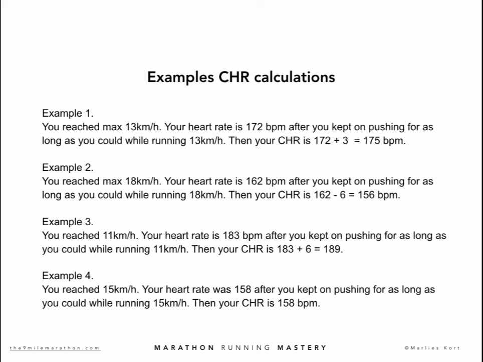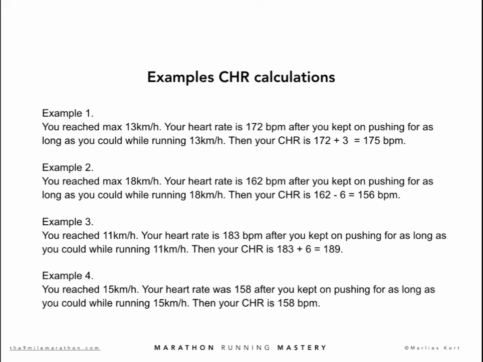Example 3. You reached 11 kilometers per hour. Your heart rate is 183 BPM after you kept on pushing for as long as you could while running 11 kilometers per hour. Then your CHR is 183 plus 6 is 189. Example 4. You reached 15 kilometers per hour. Your heart rate was 158 after you kept on pushing for as long as you could while running 15 kilometers per hour. Then your CHR is 158 BPM.